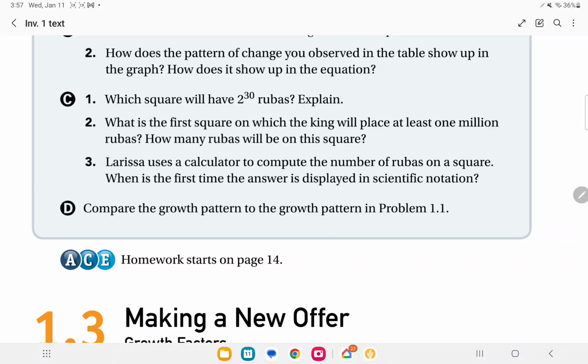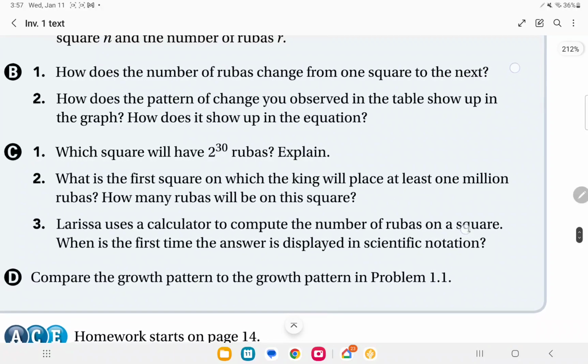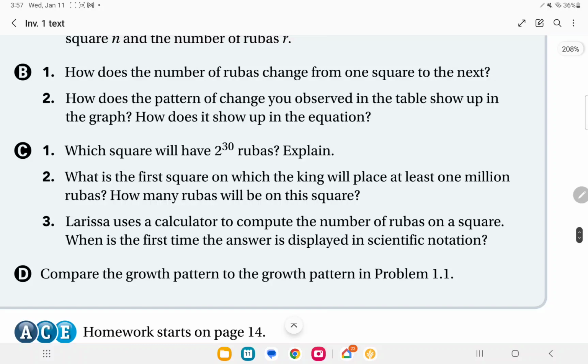Wait, I just realized I'm reading the wrong one. Sorry. Looking at the wrong one, it's like, that doesn't make sense. That's B, number 2. That's what we did. How does the pattern of change you observe in the table show up in the graph? That's what we answered. That's why it didn't make sense.